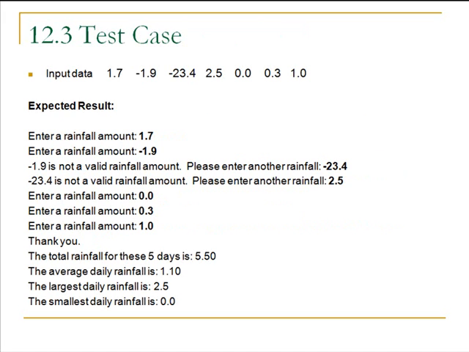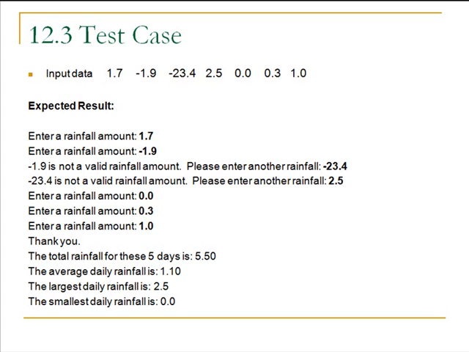So the first thing we'll do is we'll start off with looking at a test case. And if we can't imagine how the program output will look, we probably can't write the program to make it do that. So that's the starting place. Here's the input data. Suppose the user enters 1.7, -1.9, -23.4, and so on. The expected result shows what the program should do.